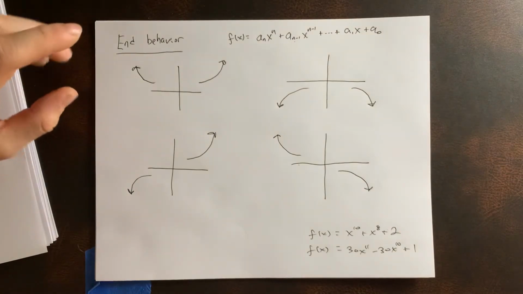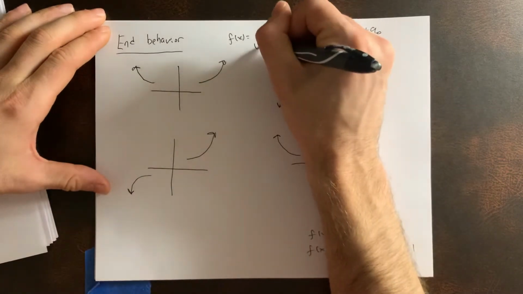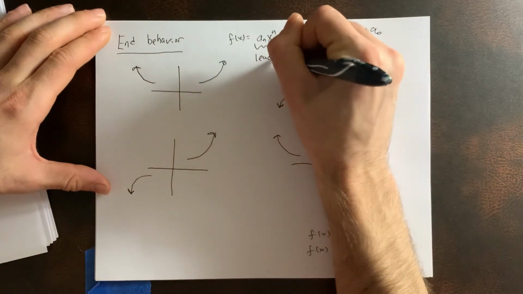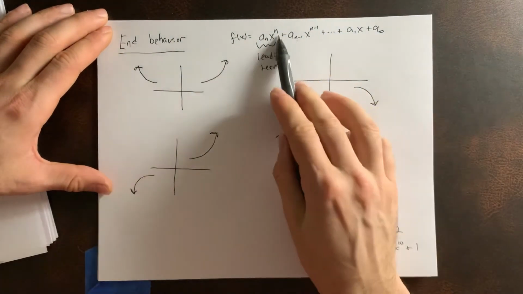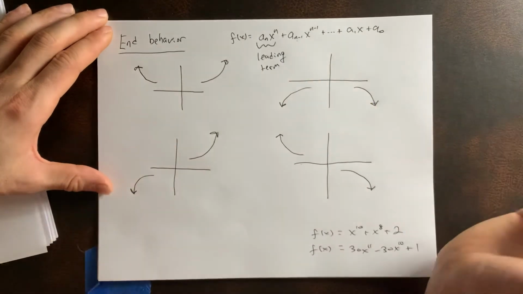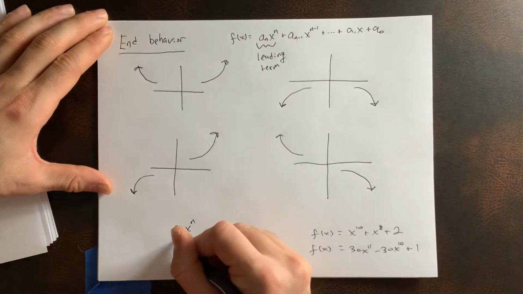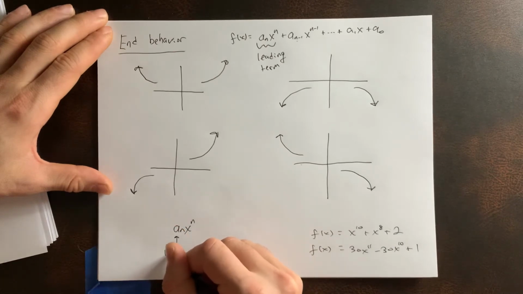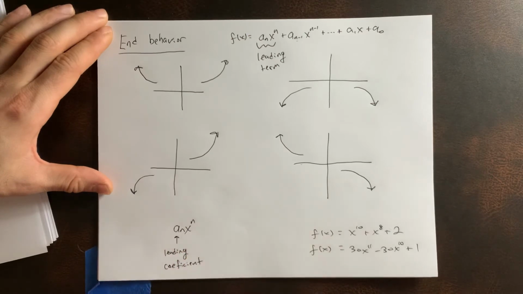And there's one specific term in here that's important. That's going to be this first term. This first term right here is called the leading term, and it's just the term that has the biggest exponent. In this situation, the biggest exponent is n. So this whole thing is called the leading term. This little piece, the an, that's the leading coefficient. Those two names are important if we say them.